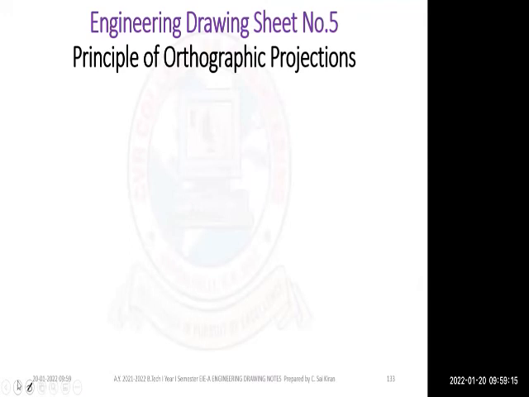projection. Sheet 5 is the principle of orthographic projection. So what is meant by ortho? Anyone know what is meant by the term ortho? O-R-T-H-O. Graphic is nothing but the representation. And projection. What is meant by projection? And what is the principle of projection?